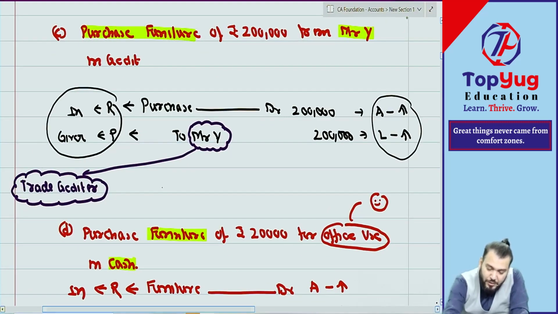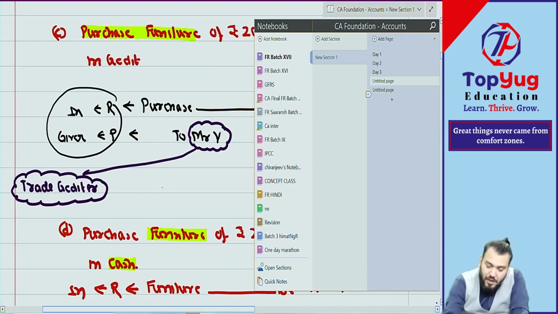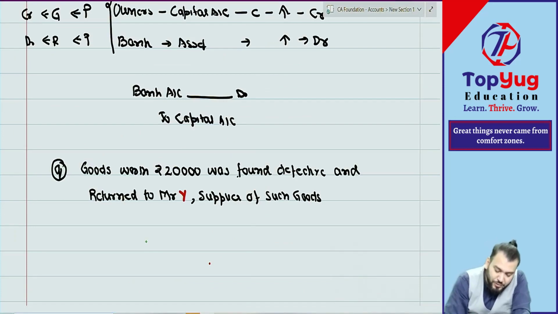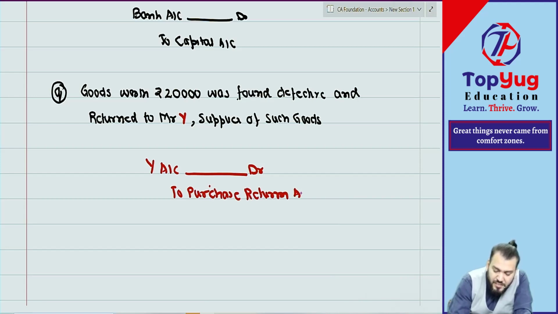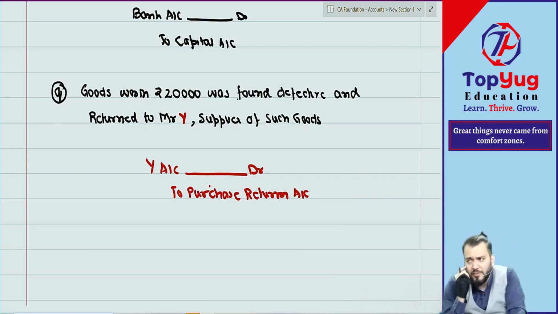Mr. Y account debit to purchase return. Understood? Y account debit to purchase return account. Can I say we could do Y account debit to purchase? That is also correct. That will decrease your purchase. Purchase return also decreases your purchase only.